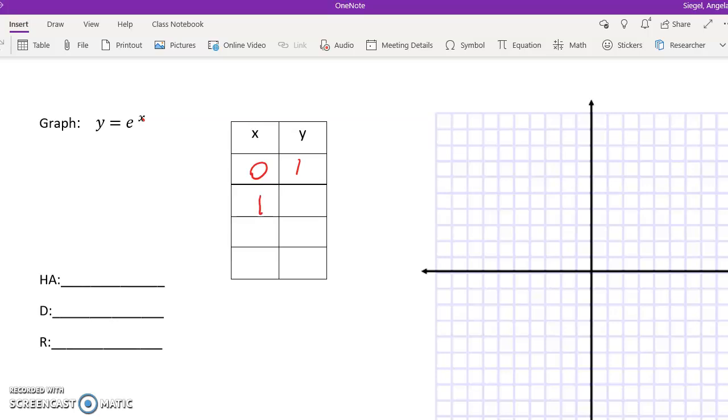When I type in e to the 1st power, we just found out that that's 2.71. E to the 2nd power, you number crunch that, it's going to be about 7.39. That's getting really big, so let's go the other way. Let's go to -1. That's going to be 0.368. Okay, let's graph this and see what's going on.